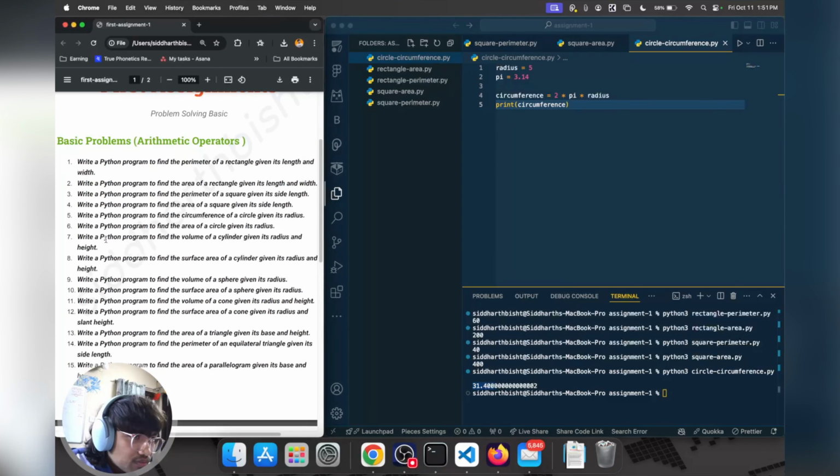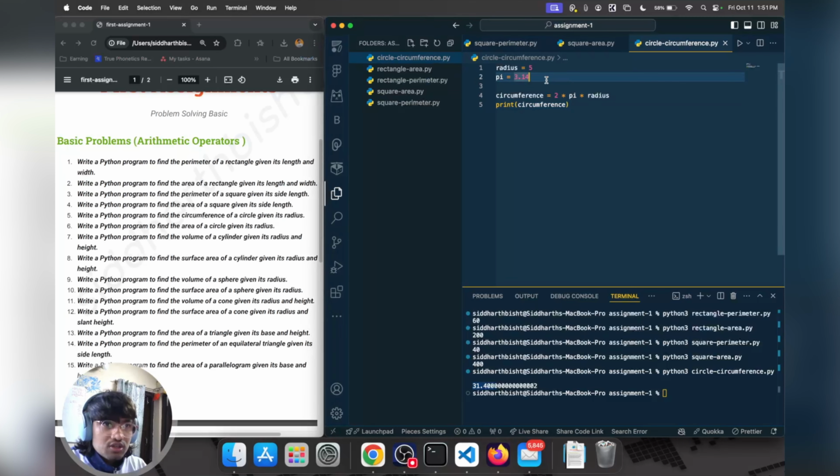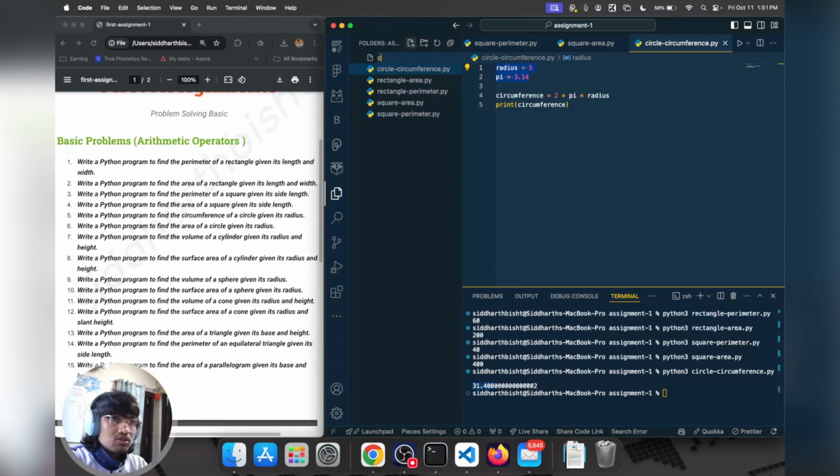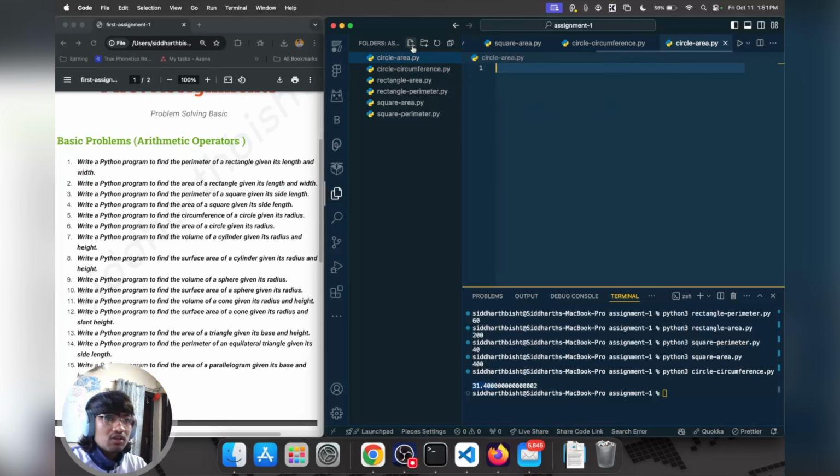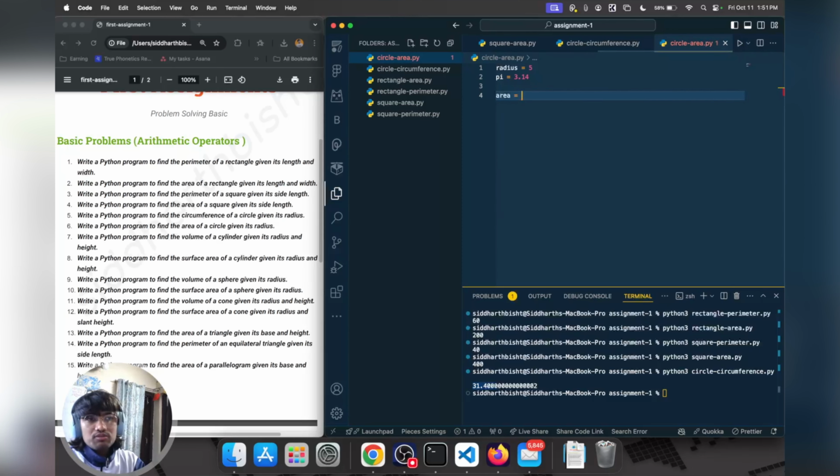Next, write a Python program to find the area of a circle given its radius. So similarly we will make a program for area of a circle. So circle area.py, and because we need some radius as well as the value for pi, I will write area, and whatever its formula is, it's like pi r square. So I will just multiply pi, multiply by whatever the radius is, multiply by radius again.